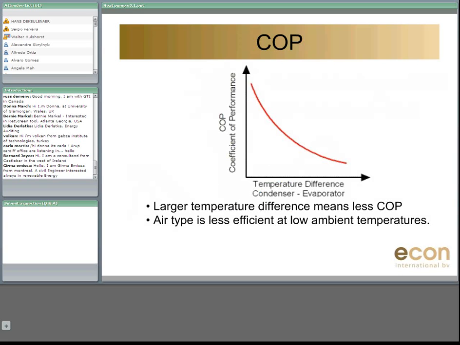I already told you, a larger temperature difference means less COP, and that's the reason why an air type is less efficient at low ambient temperature. If you have an air type, you collect the ambient temperature. If the ambient temperature goes down and you still need 20 degrees, you will notice that COP is low. If you have, for instance, a ground soil type of heat pump or water lake, whatever, you will notice that the temperature of the surrounding area fluctuates less compared to the ambient temperature, so it will give you a higher performance.